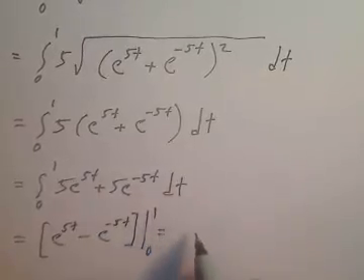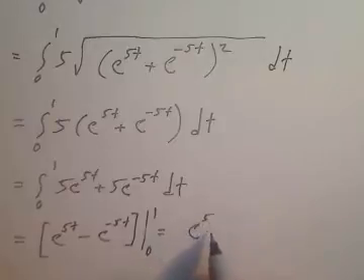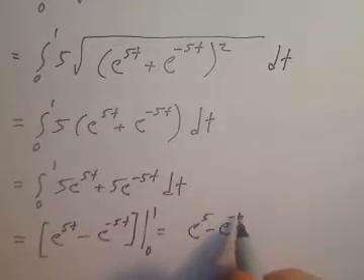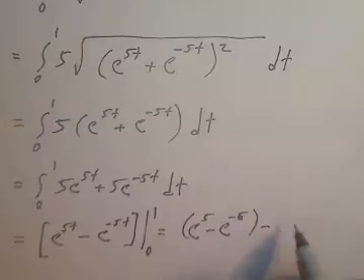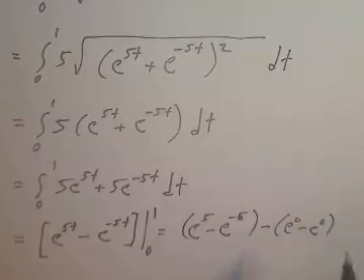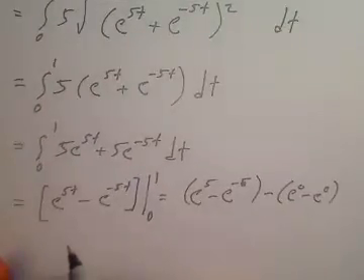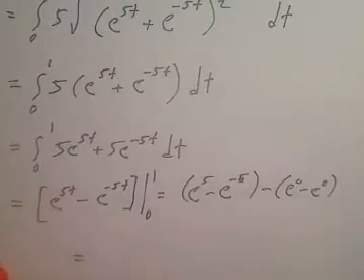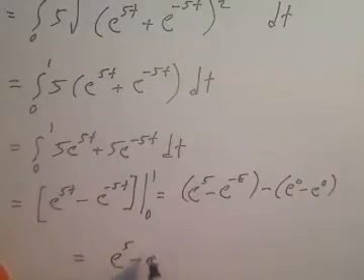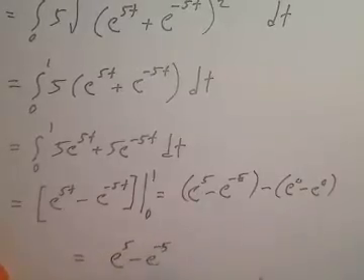So we get e to the 5 minus e to the negative 5, minus e to the 0 minus e to the 0. And so our final answer here is just e to the 5 minus e to the negative 5. And that's our final answer.